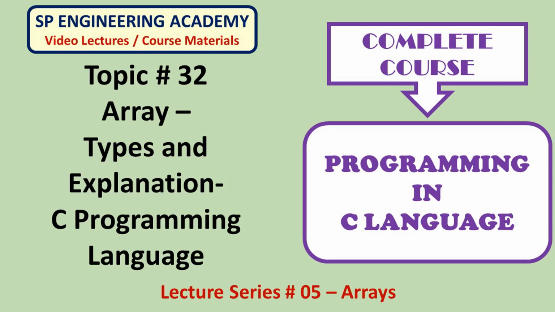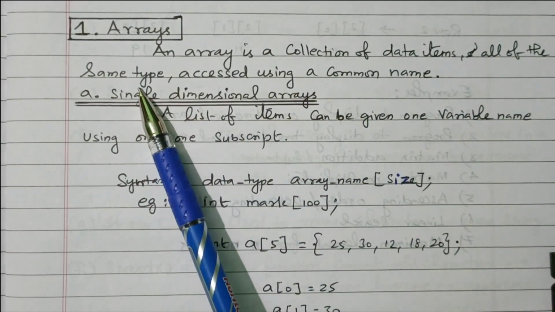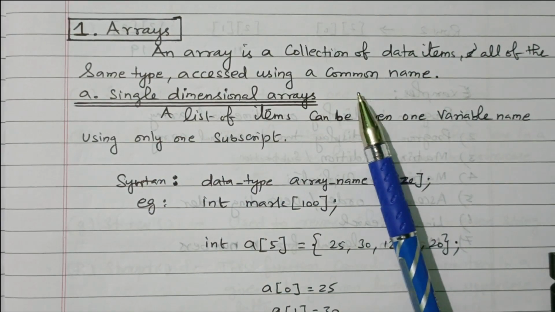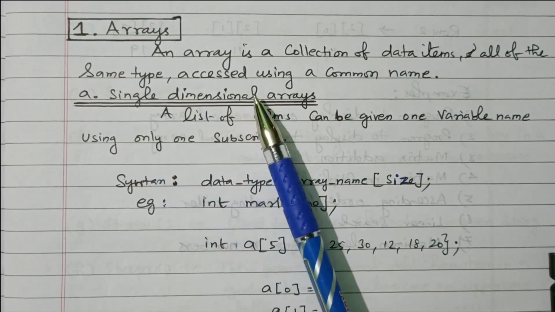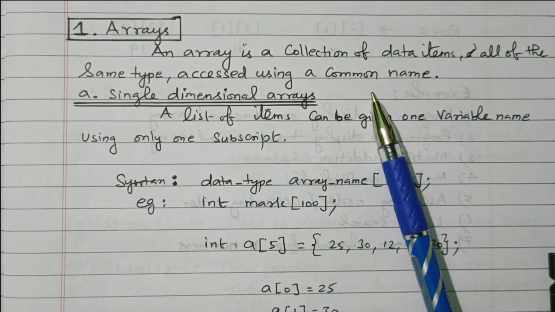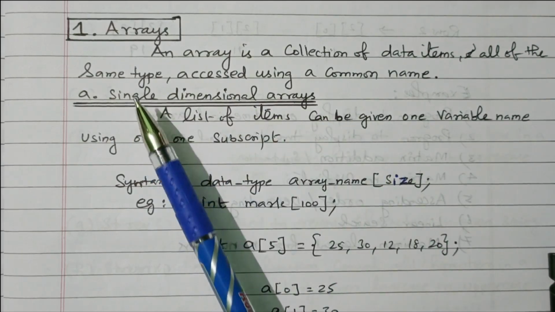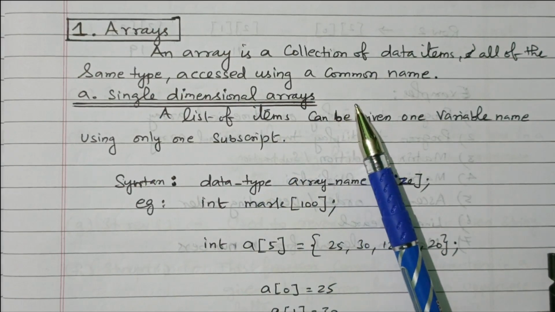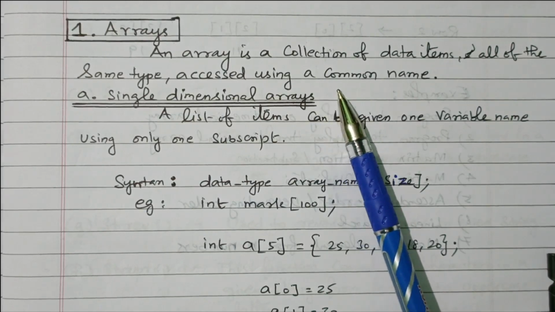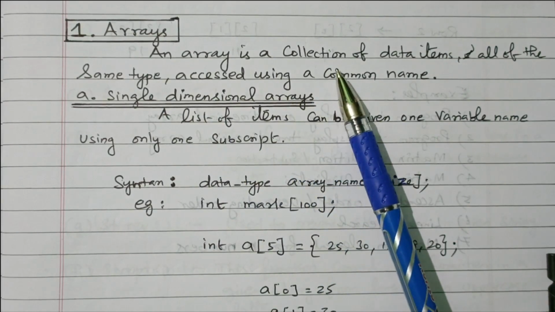Now we'll go to the topic, arrays. An array is a collection of data of the same type, accessed using a common name. We can access the data with the common name. We have one more topic available, structures, that is a collection of different types of data. An array is a collection of the same type of data. In order to avoid repeated variable names, we can have a common name for the same type of data. For that we are using arrays.